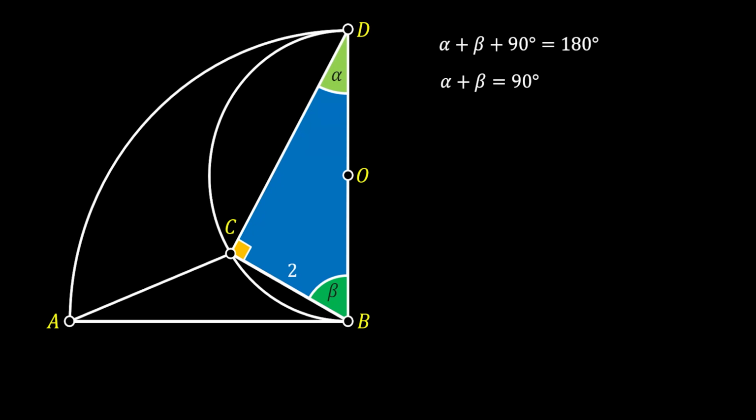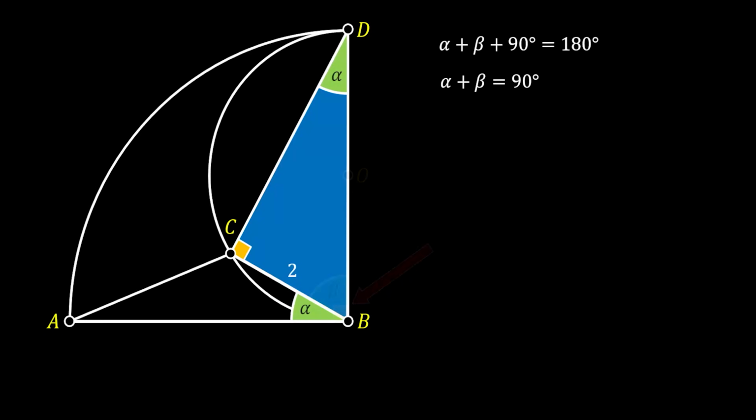Now we can use this in our favor, because if you take a look at the overall angle at the point B, we know that this is a 90-degree angle, because ABD is a quarter circle. Now, from this, we can conclude that the remaining acute angle at the point B must be alpha.